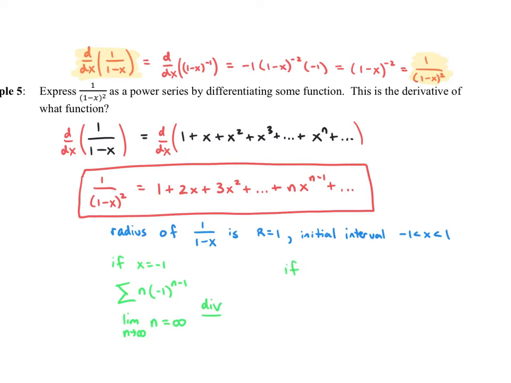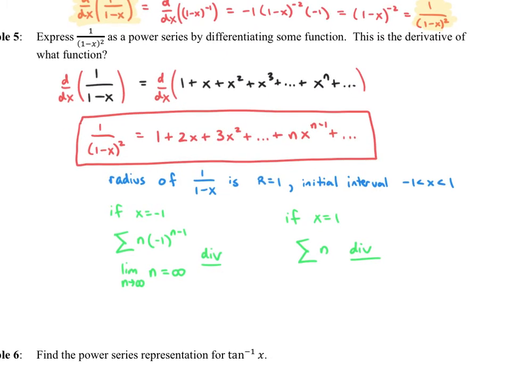If we were to take a look when x is equal to 1, that's even easier because now it's simply n times 1. This, by the nth term test, is also divergent. We don't have to worry about an alternator. So in other words, the interval of convergence is exactly the same. It didn't end up changing at all. It's just simply from -1 to 1. Okay, so there's your first example, finding power series by differentiation.